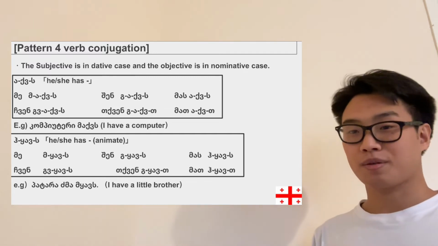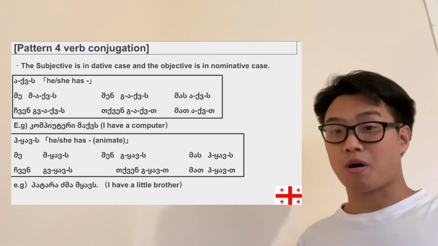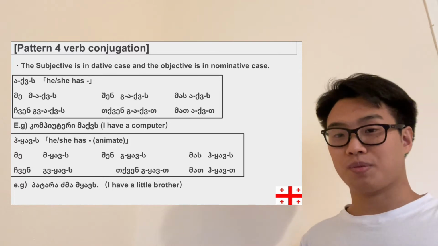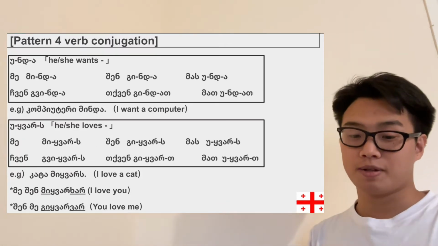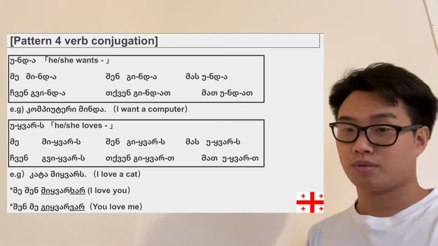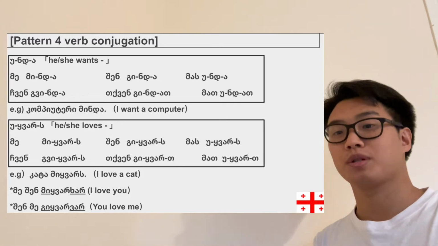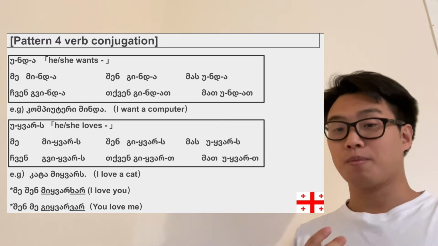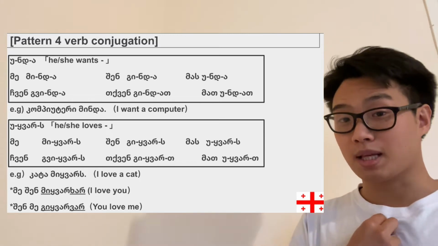And now let's take a look at the third and fourth verbs that we want to remember in this video. So the third verb is want, right? I want, you want, he, she wants, right? So for example, me minda, I want.